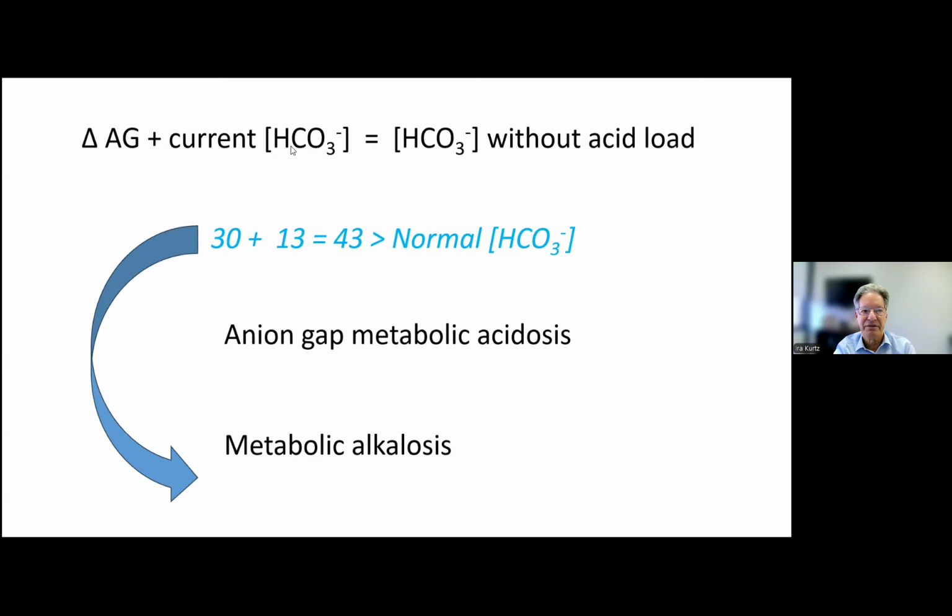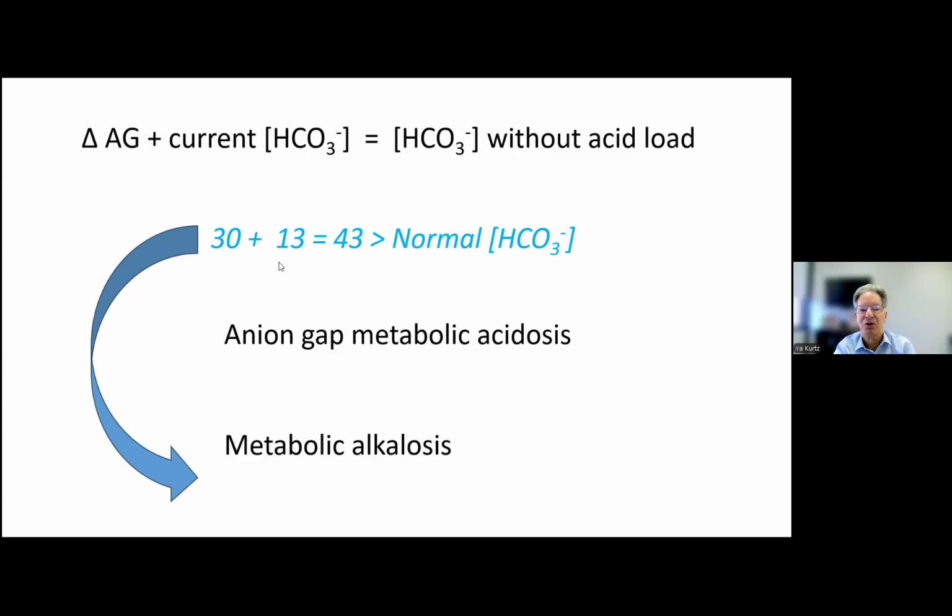So when we add the change in anion gap to the current bicarbonate, we don't get 23 or 24. 30 plus 13 gives us 43. So the most common reason, given the clinical scenario, for the fact that the bicarbonate is much higher than just 23 or 24, independent of the anion gap metabolic acidosis. Remember, conceptually, what you're doing when you do this is you're saying, what is the bicarbonate in the absence of the anion gap metabolic acidosis? So that's why it should be 23 or 24 if it's the only disorder present.